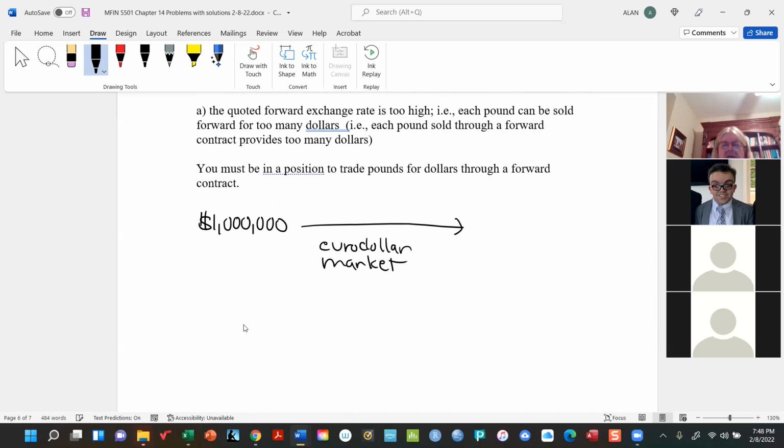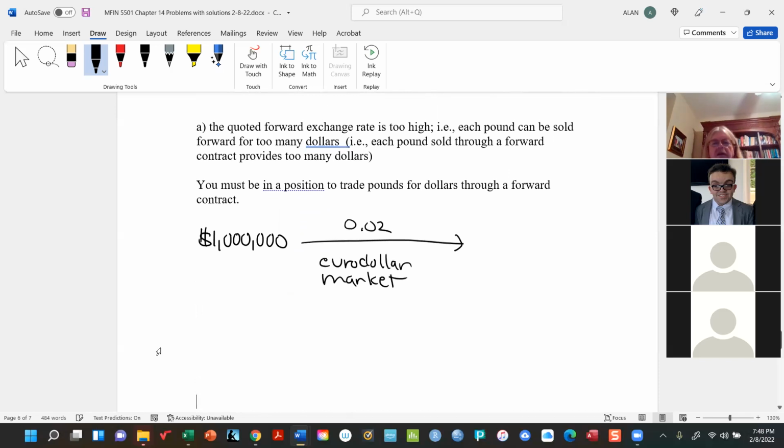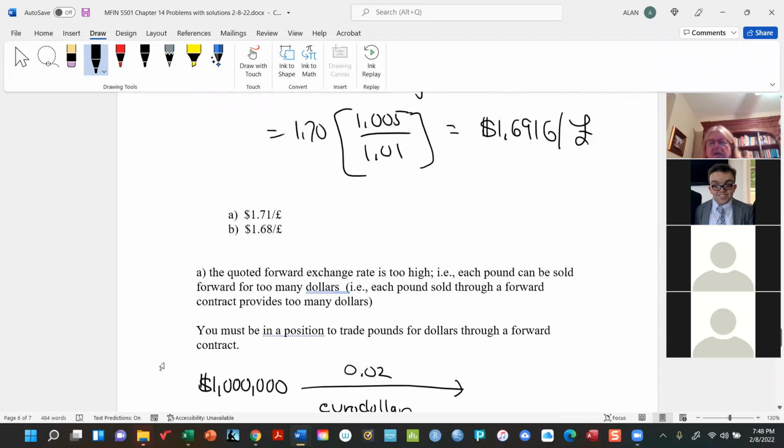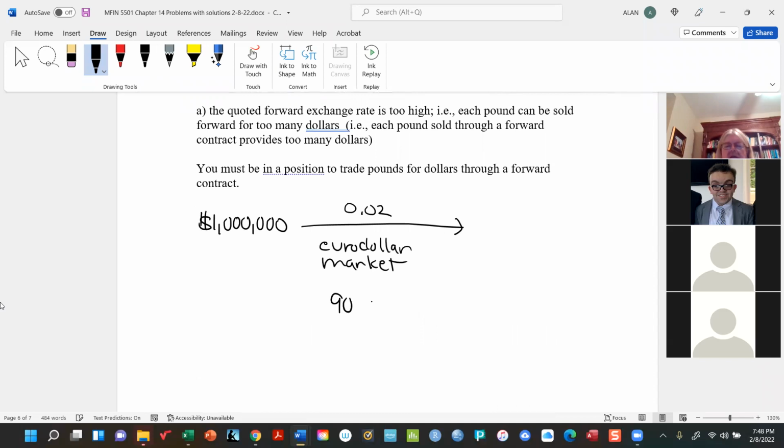If we borrow dollars, they're going to cost us 2%. But remember, this is only for a quarter of a year, so that 2% is the annual rate. That means that in 90 days, I'm going to have to pay back all of this times 1 plus 2% times 90 over 360, which is $1,005,000. This is how much we repay because this is borrowed money.